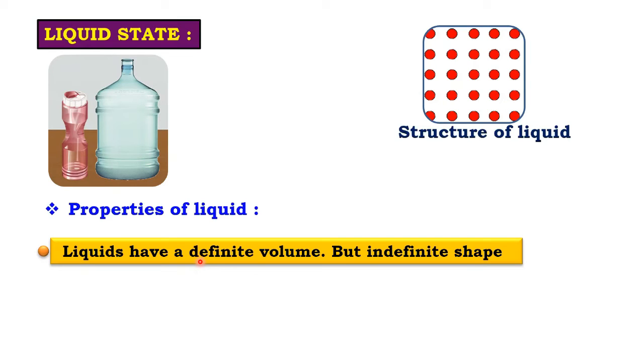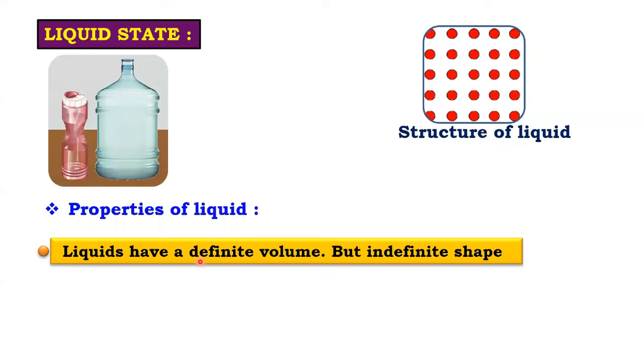If you insert it inside a glass, then it will take the shape of a glass. If you insert it inside a test tube, the shape of the water will be of the test tube. So irrespective of which container you have inserted the liquid into, the liquid will tend to take the shape of the container itself, though the volume will be definite. It means that it will take the same amount of space in whatever container you might have inserted it into.